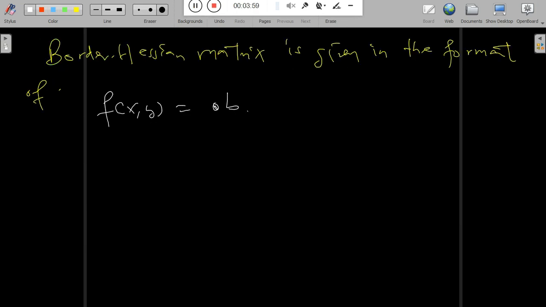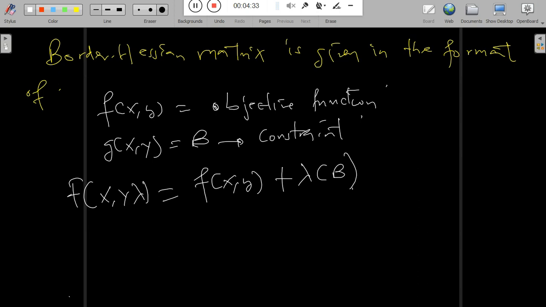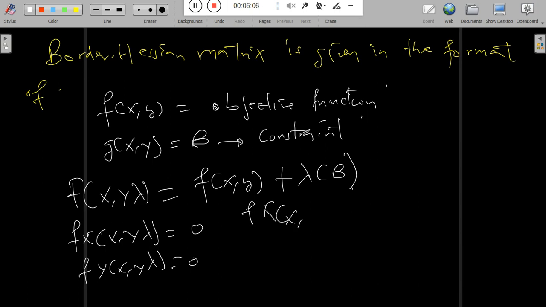A bordered Hessian is set up from the function f(x,y), which is the objective function, given g(x,y), the given budget constraint. So the Lagrangian function L(x,y,lambda) is equal to f(x,y) plus lambda times the budget line or the budget constraint. So we develop the budget constraint and plug it into this formula. This is a step forward for understanding how to construct the bordered Hessian matrix formula.